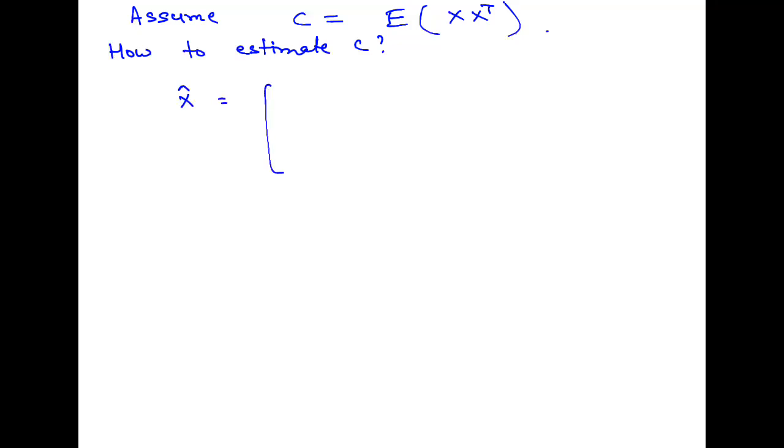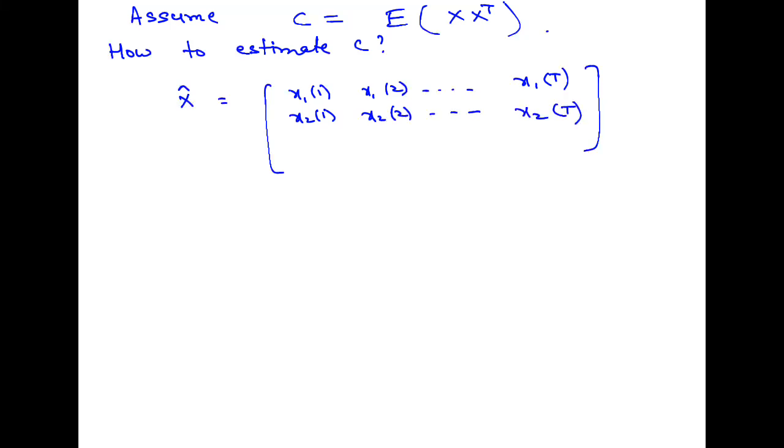How can I write it? X1,1, X1,2, and let's say we have observations for t time instances. X2,1, X2,2, all the way till X2,t. And then Xn,1, Xn,2, all the way to Xn,t. Fine? So that's my matrix X cap.